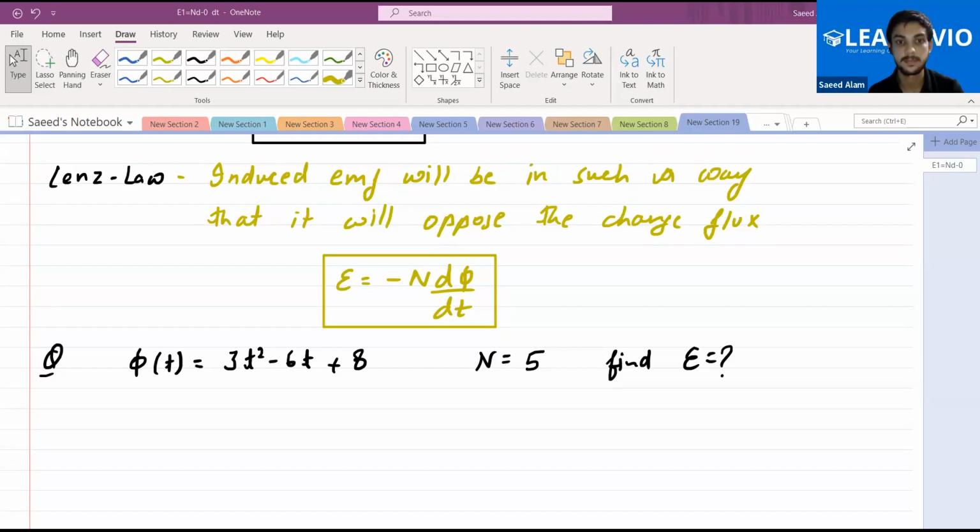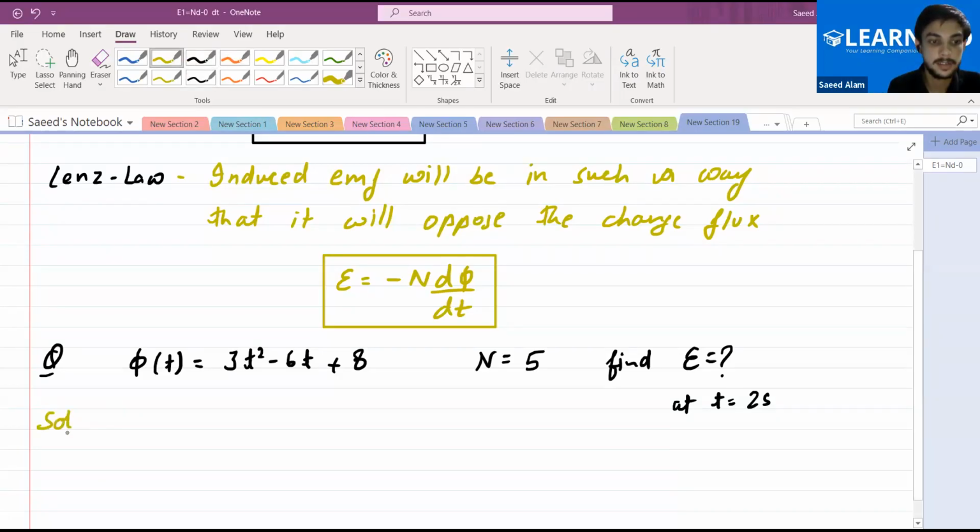The final answer will be an equation, or that will be okay. Let me make it more proper. Find the EMF. First of all, it will come in terms of time. Find the EMF at t equals 2 seconds. All right, t equals 2 seconds. So EMF will be 30, right? EMF will be 30. I don't know. Well, let's solve it.